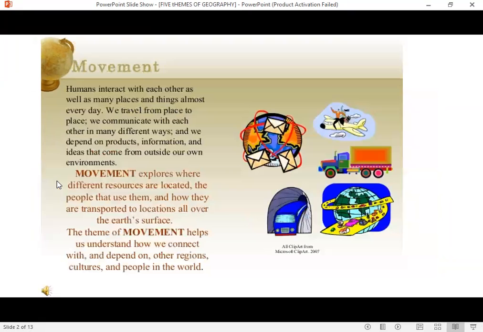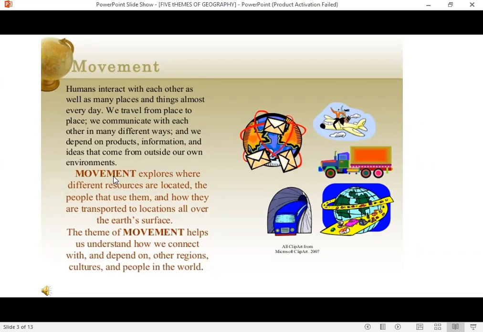To start with the first one, movement. What is movement? People interact with each other, okay? And they travel from place to place. They also communicate with each other. This communication can be verbal, using face-to-face conversations, can be in terms of letters, postal letters, can be in terms of electronic letters, emails, can be in terms of deliveries and postal packages. Information travels all over the earth, as you can see.